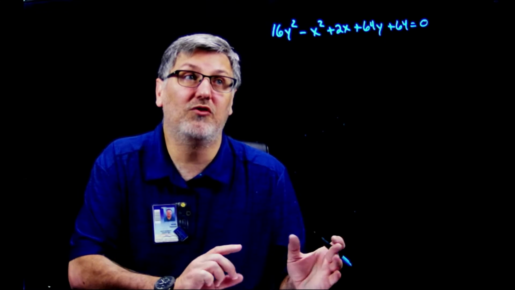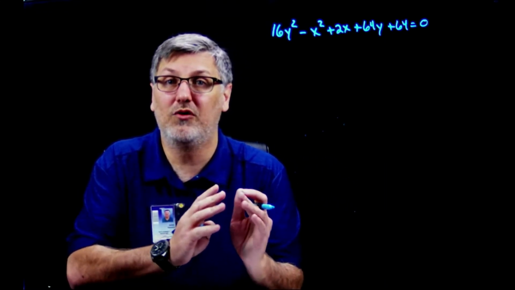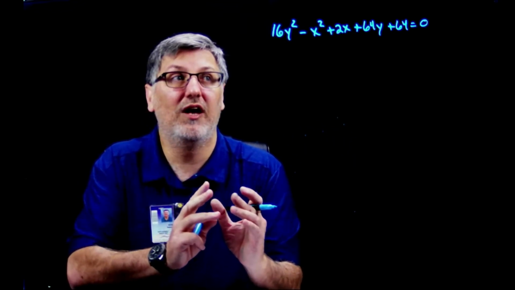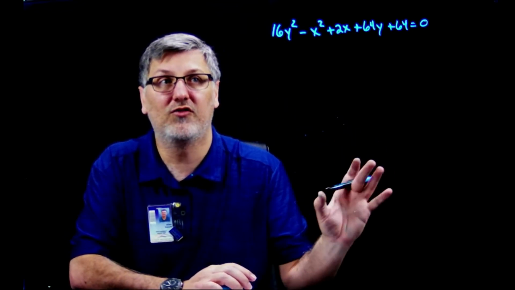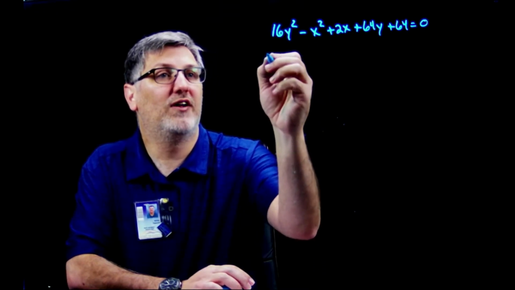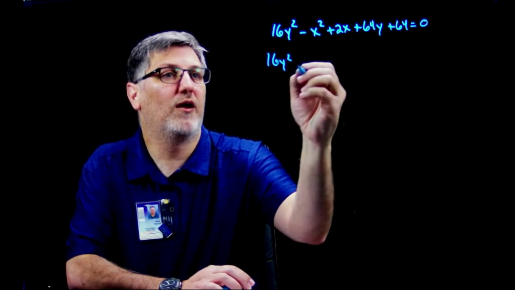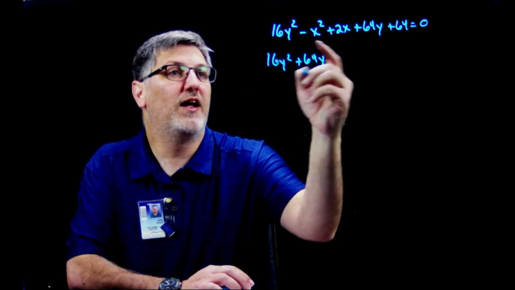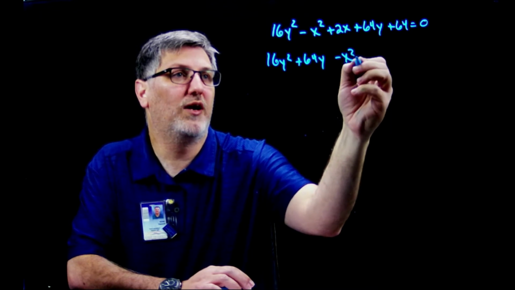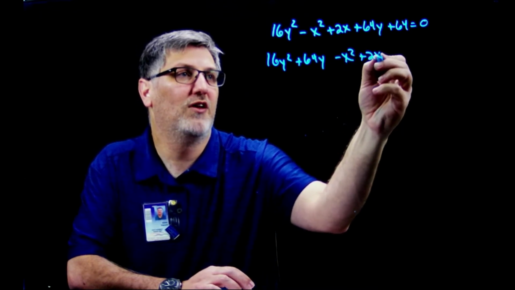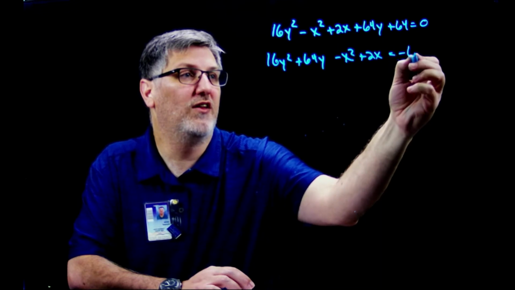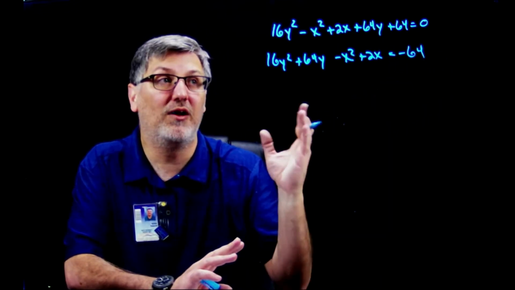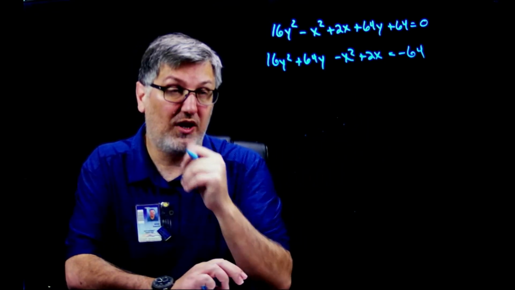And so what I'm going to do is collect all my x's together by using the commutative property. And I'm going to gather all of my y's together. And anything that doesn't have an x or y, I want to put on the other side. So right off the bat, I see I have a 16y squared. And then I want to rewrite this as plus 64y. Then I have my negative x squared, and I have my 2x, plus 2x. I want to move this 64 to the other side, and that's minus 64. So all I did was just rearrange this using the commutative property and then subtracting 64 from both sides.